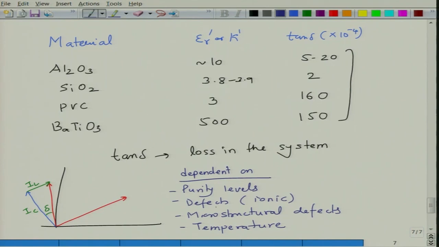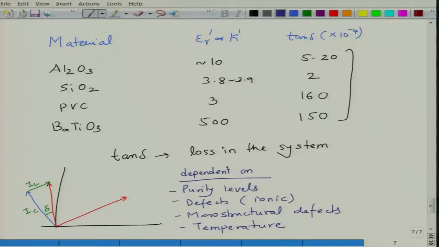Similarly, if you have ionic defects in the system because of conditions like temperature and partial pressure of oxygen, you will have more losses in the system. Similarly, microstructural defects such as porosity, grain boundary, and antiphase boundary, twins, etc., they all have potential to give rise to loss, maybe not necessarily twins, but surely grain boundaries, small angle and low angle grain boundaries. And then temperature: in general, as you increase the temperature, the loss in the system increases. So this is a very important parameter in tan delta.